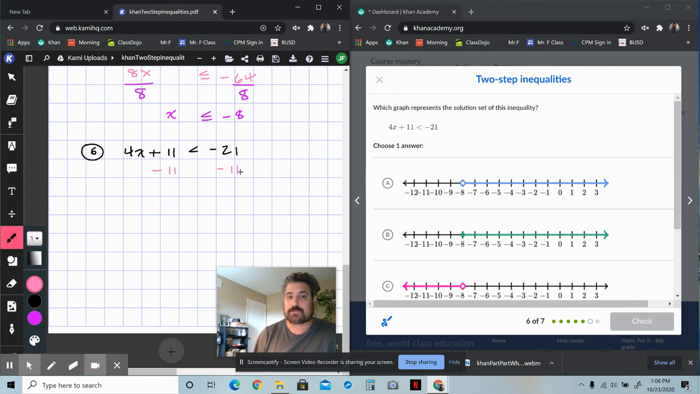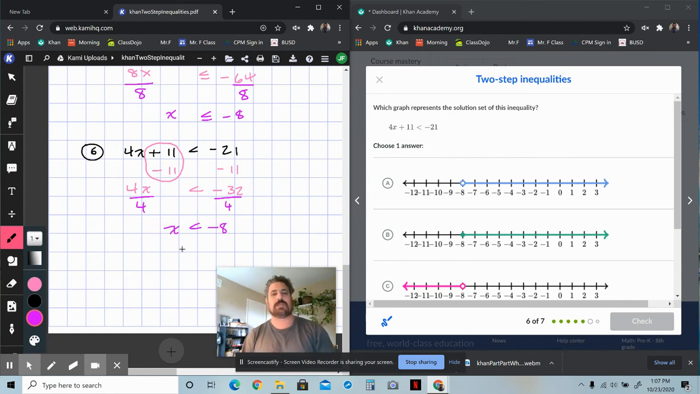You're not dividing or multiplying by a negative, so this does not require you to switch anything. What is 11 minus 11? It's a zero pair. You're left with 4x is less than what? Negative 21 plus negative 11 is negative 32. And now you want to undo times by positive 4, so divide by positive 4, and you get x is less than negative 8.